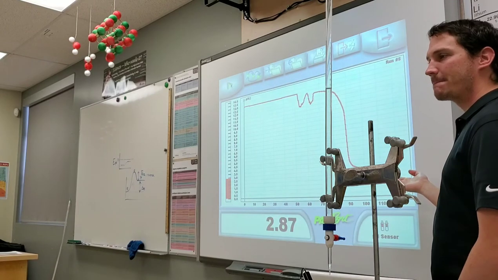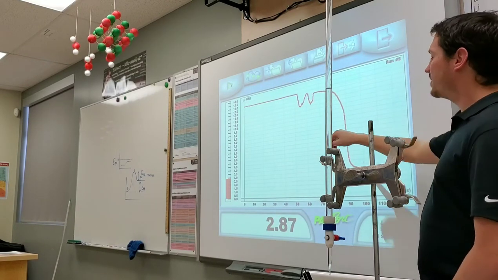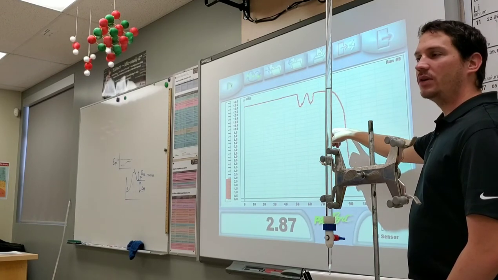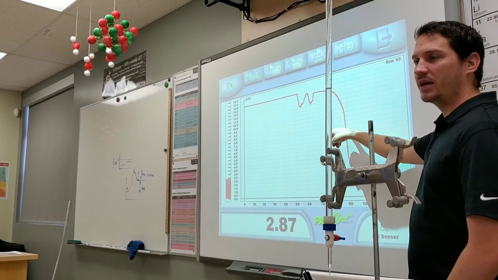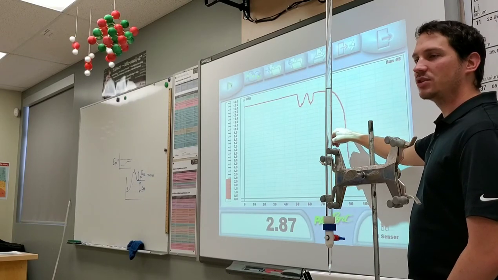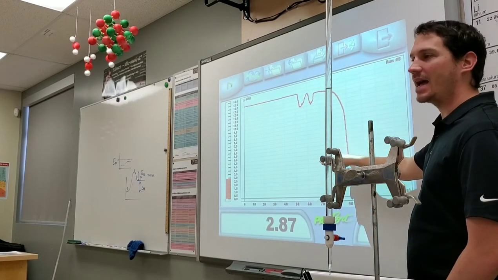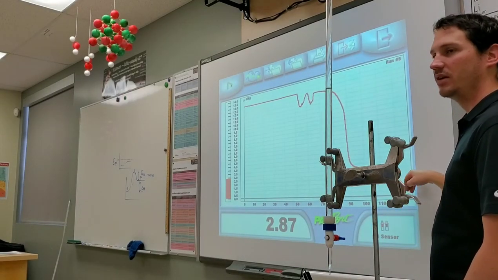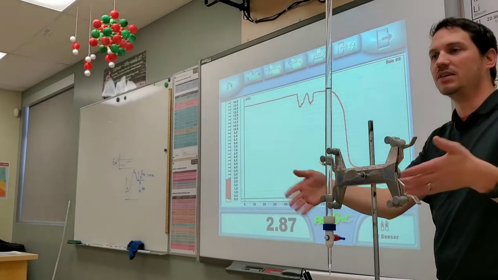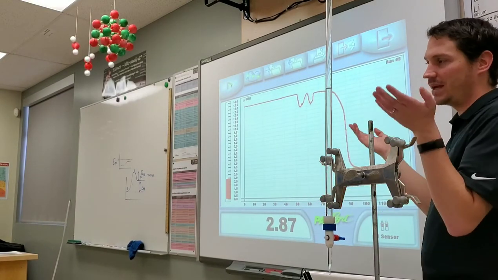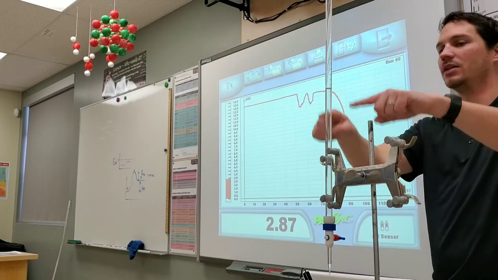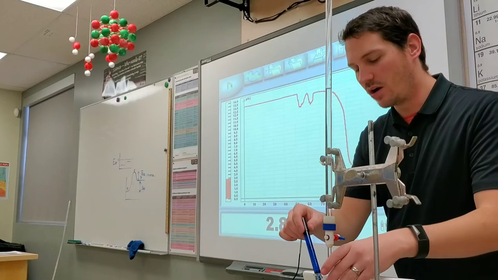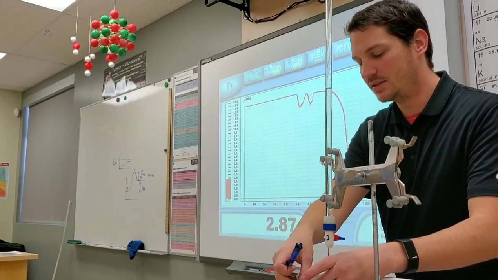Why? What happens at the equivalence point? I've run out of base to react with, right? So if there's no more base to react with, and I'm just adding acid, do you think at some point in time the pH will just level off? Because it doesn't matter if I continue to add more acid, the pH can't get any lower than the pH of my titrant. So that was a strong base with a strong acid.